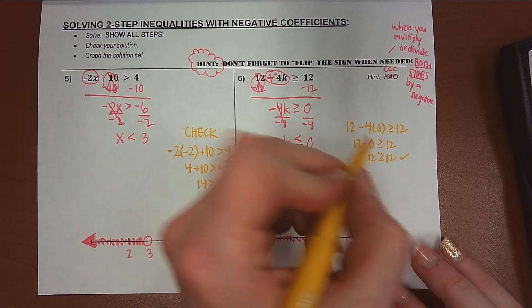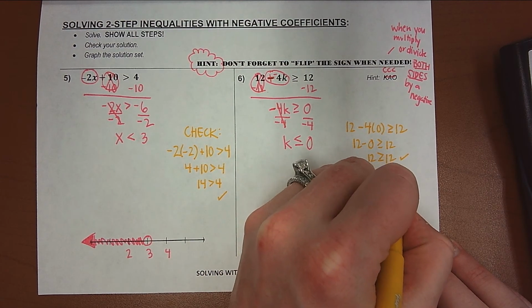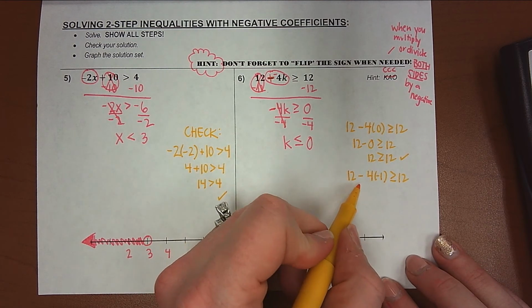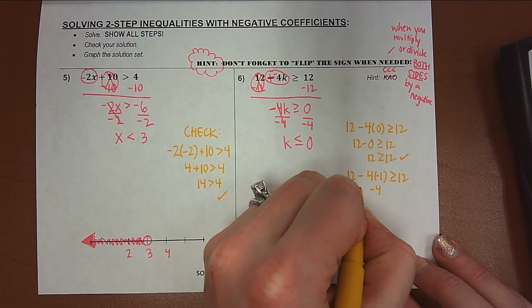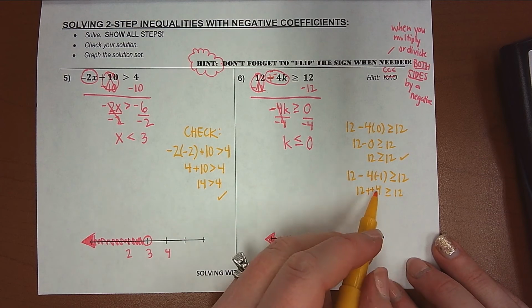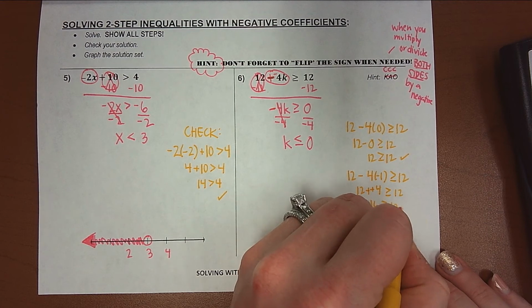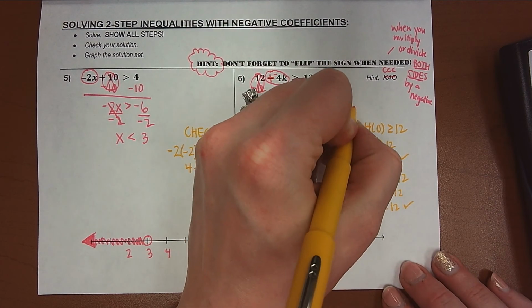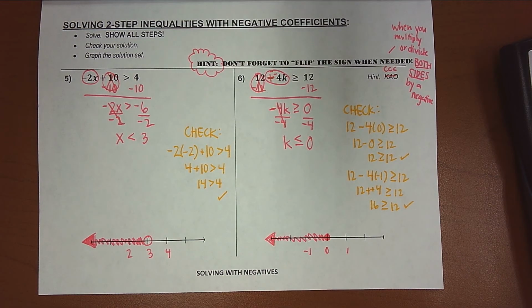I could also check, let's say, negative 1. 12 minus 4 times negative 1 is greater than or equal to 12. 4 times negative 1 is negative 4. 12 minus negative 4, we copy, change, and we get plus a positive, or add the opposite. 12 plus 4 is 16, and 16 is also greater than 12. So my check works out. It makes sense. My graph makes sense that k is less than or equal to 0, with my closed dot on 0 shaded to the left.